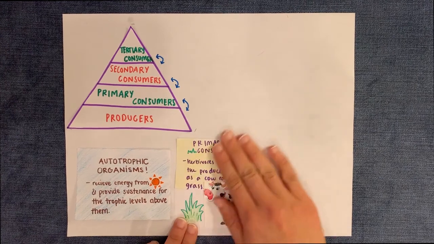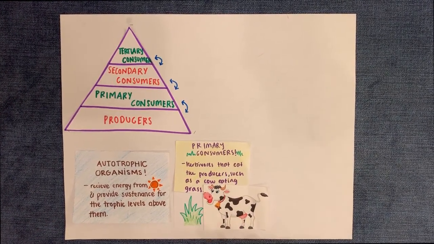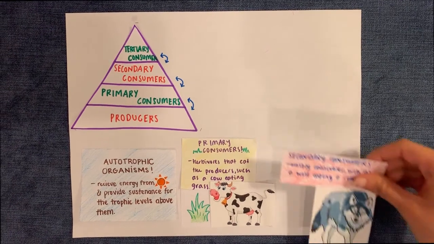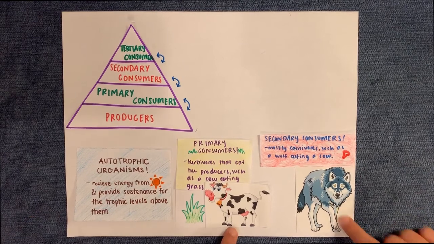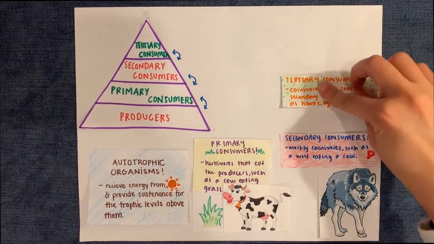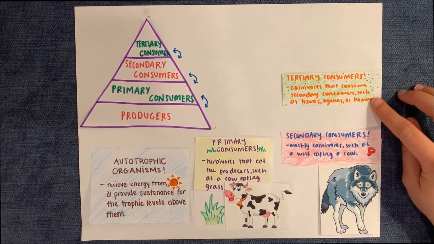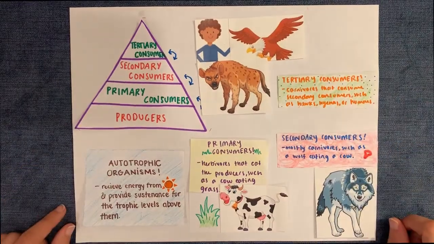Primary consumers are herbivores that eat the producers, such as a cow eating grass. They in turn are consumed by secondary consumers that mostly consist of carnivores, such as a wolf eating a cow. The final level is comprised of tertiary consumers, or carnivores that consume the secondary consumers, such as hawks, hyenas, or humans.